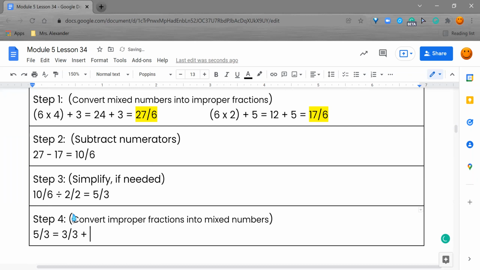I keep forgetting. If I don't want that little one, I have to hit backspace. Okay, so my answer is 1 2/3.